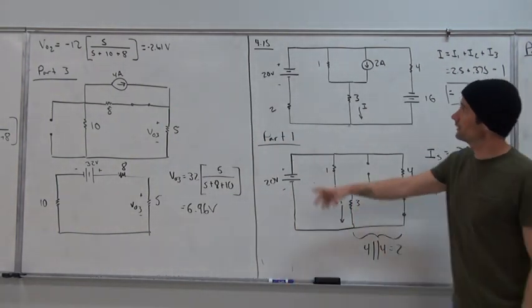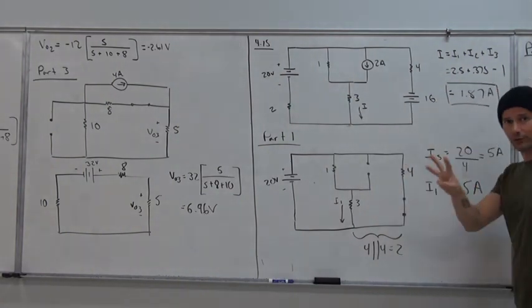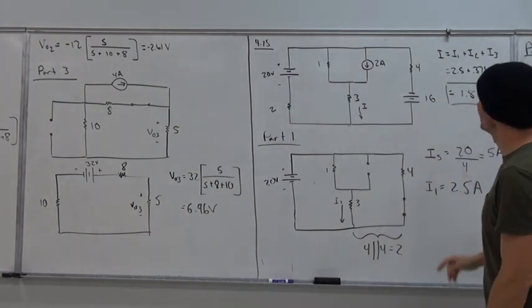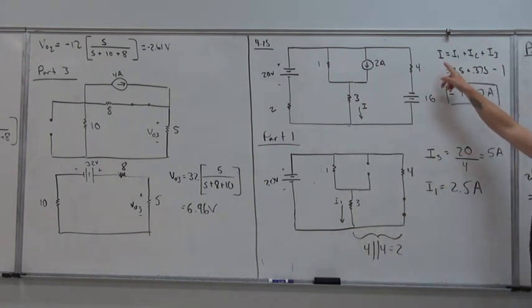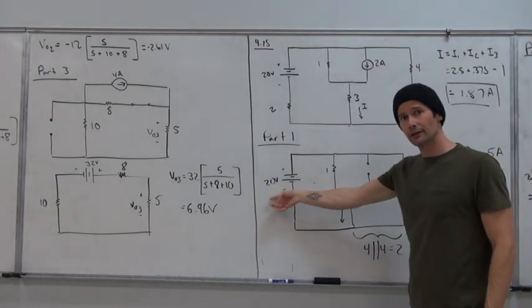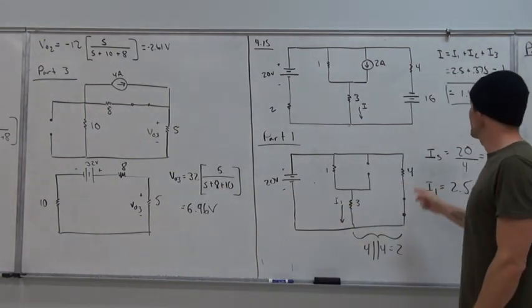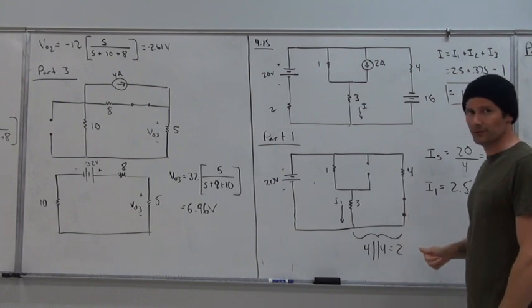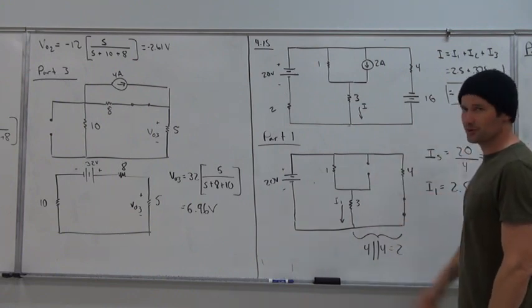With superposition, if we consider that we have a voltage source, a current source, and a voltage source, then that means we're going to have 3 contributions for 3 sources for the current through the 3 ohm resistor. So I is equal to I1 plus I2 plus I3. Let's take a look at part 1. I'm going to leave on the 20 volt source, turn off the 2 amp source, and also turn off the 16 volt source. In this case, the 16 volt source becomes a short, and the 2 amp source becomes an open circuit.